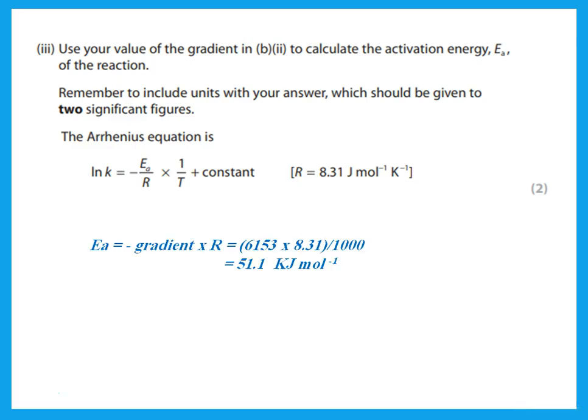And then I can use this gradient to get the activation energy. We said activation energy is minus gradient times R, so that cancels the minus that we had for the gradient. Divide by 1,000 to get your answer in kilojoule per mole, because the R is 8.31 in joules.